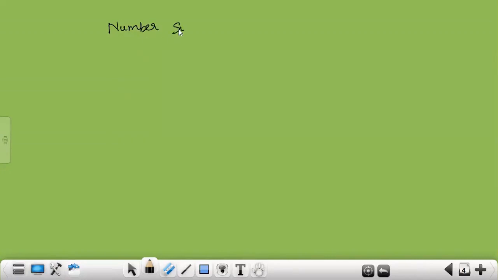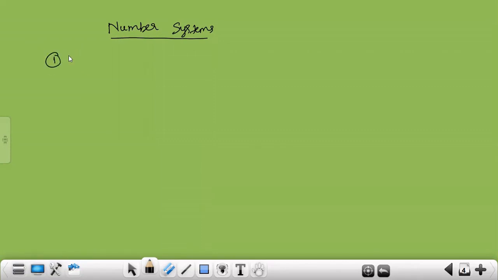Give the heading as number systems. Just write on, I'll just dictate the notes. You can just copy this one. There are 4 kinds of number systems.